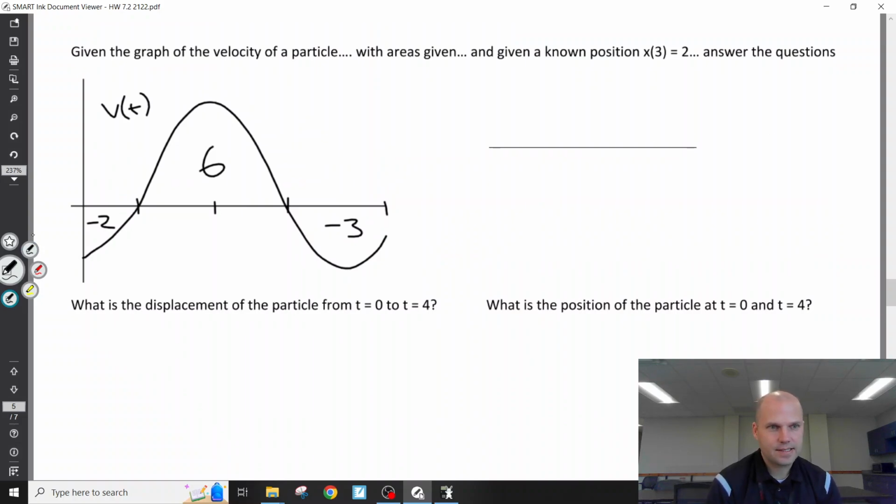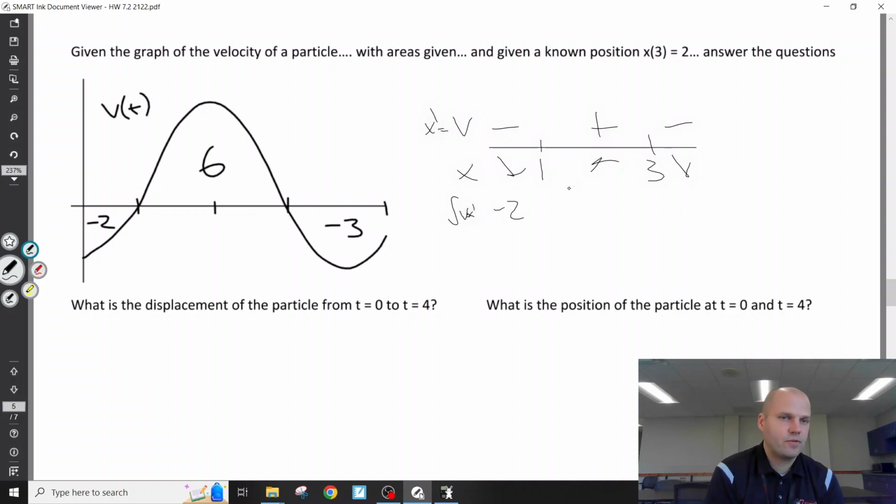Hopefully you're like, I got this. My velocity is negative, then positive, then negative. 1, 3. My position, because this is the derivative, must be decreasing, then increasing, then decreasing. The area is given to me. The area under the velocity tells me I'm going to the left 2. I'm decreasing by 2. I'm increasing by 6. I'm decreasing by 3.